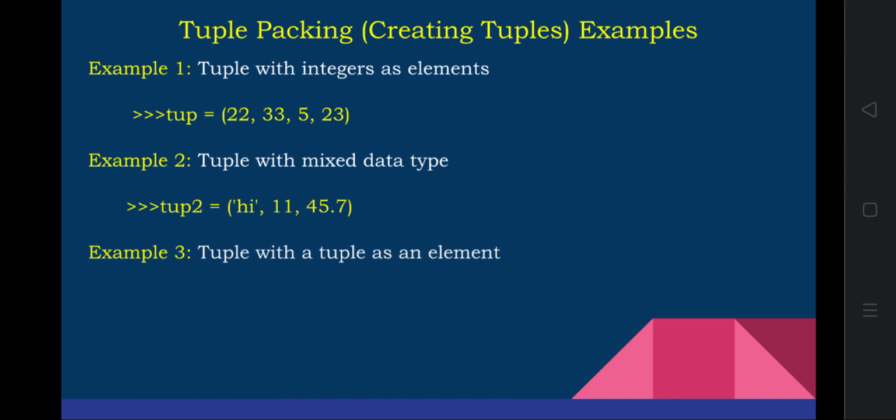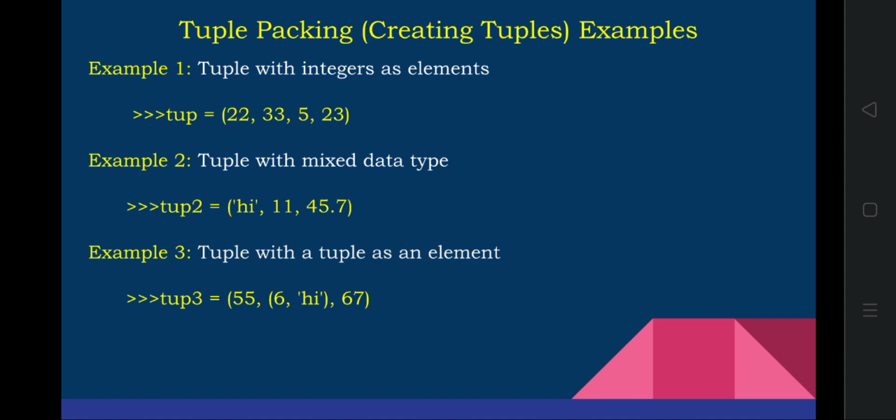The third example shows how to create a tuple with a tuple as an element. That means we can put a tuple within the tuple. That is like a nested tuple. You can see here tup3 is equal to 55 comma, then we open the bracket 6 comma hi close comma 67.